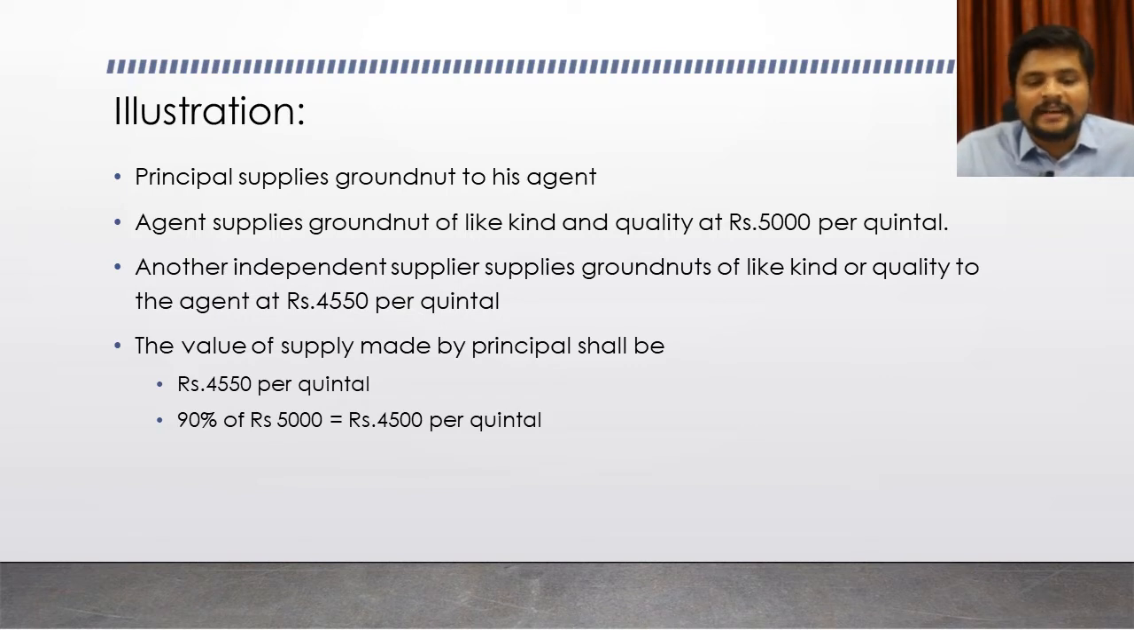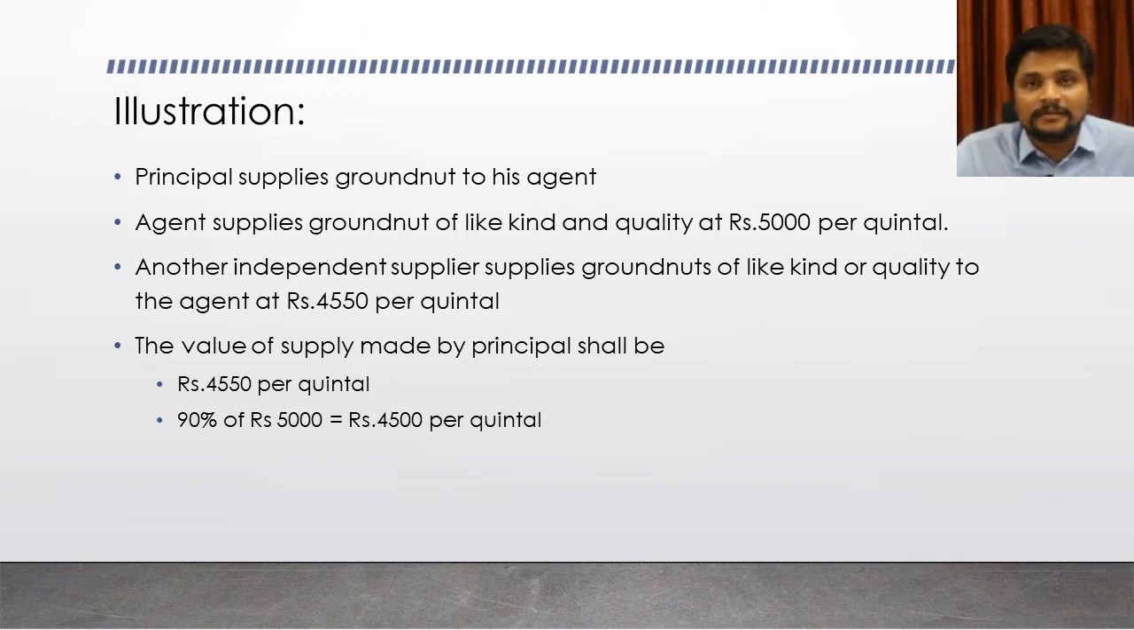Then another independent supplier supplies groundnuts of like kind or quality to the agent at rupees 4,550 per quintal. This can be taken as the open market value. It is a similar type of transaction which is supplied to this agent by another supplier. So in this case you have 2 values. One is 5,000 which is charged from the third party customer by the agent. Second, there is another purchase made by the agent from a third party supplier at 4,550 per quintal.